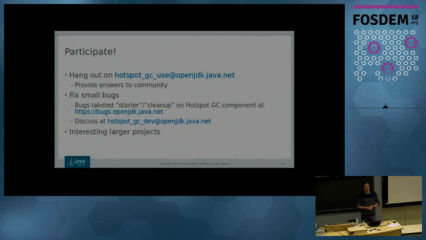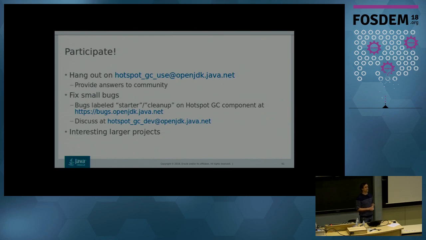We know that not everybody can contribute on the same level, but there are a lot of things you can do. Probably the easiest thing and the least time consuming is hanging out on the hotspot-gc-use mailing list. Report your failures, report your successes, which is also pretty nice, and provide answers to the community.